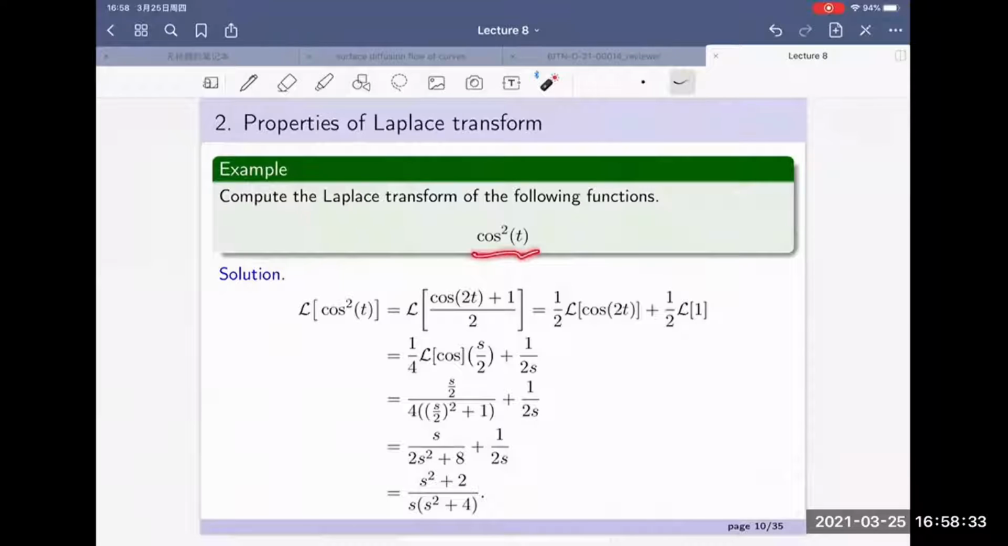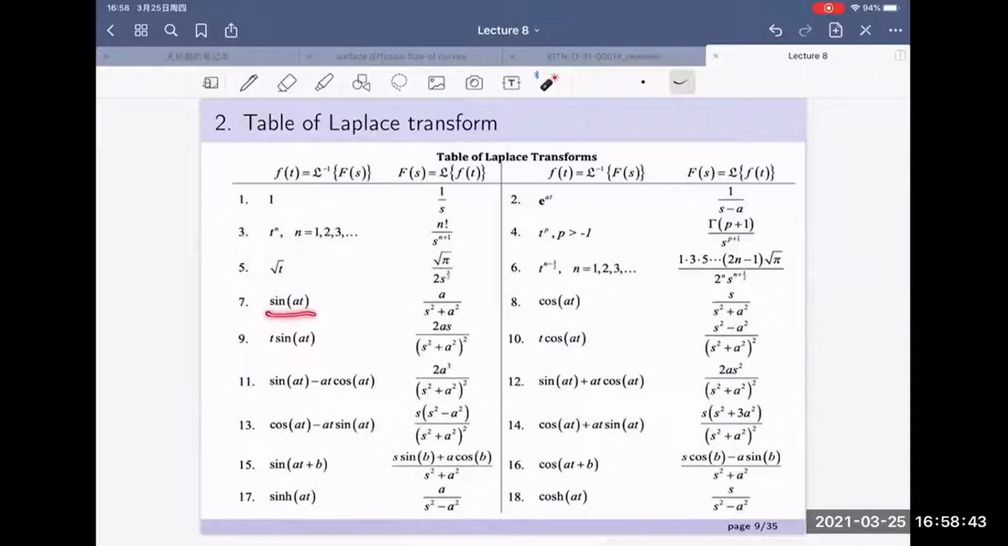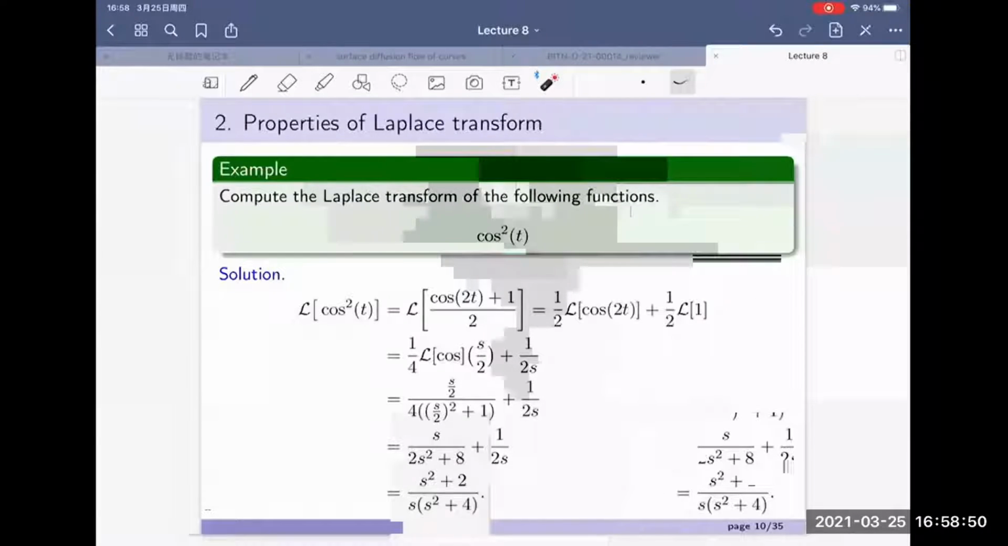For example, for cosine square, you cannot find a function cosine square in the table of Laplace transform. If you look at the table, you have sine and cosine, but you don't have square. So you need to convert this cosine square into some function which appears in the table. You can use a trigonometric identity here. It says that cosine square t would be equal to half of cosine 2t plus 1. So you get a scaling number here.